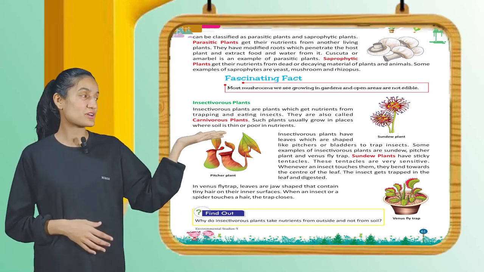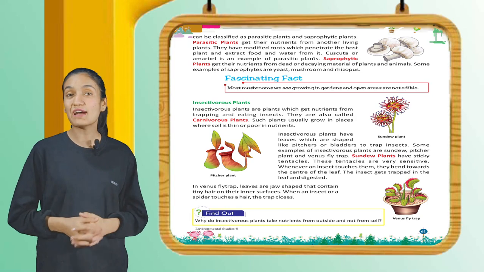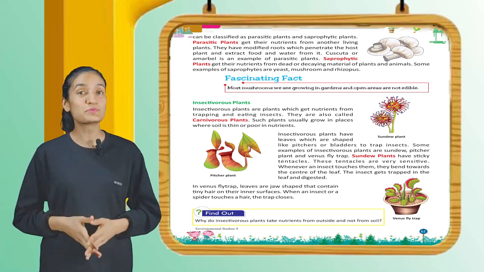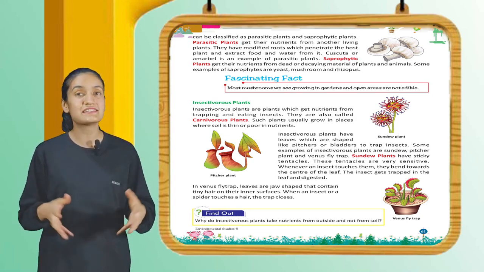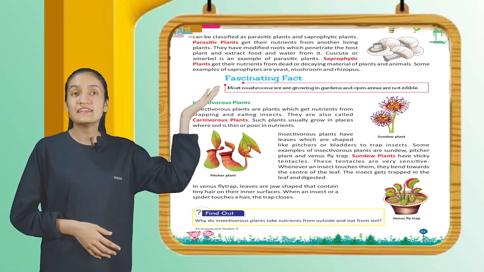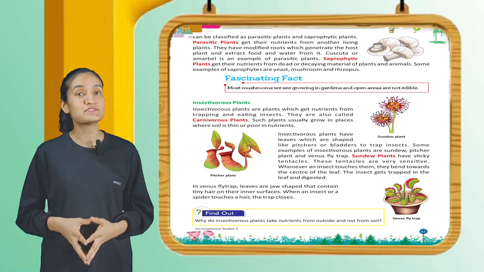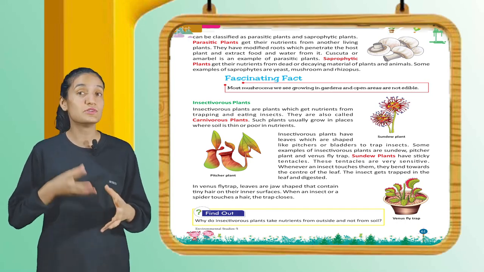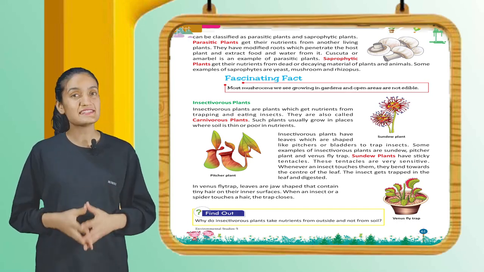Here you can see the picture of mushrooms. Now we have a fascinating fact. Most mushrooms we see growing in gardens and open areas are not edible. Now next is insectivorous plants. Insectivorous plants are plants which get nutrients from trapping and eating insects.